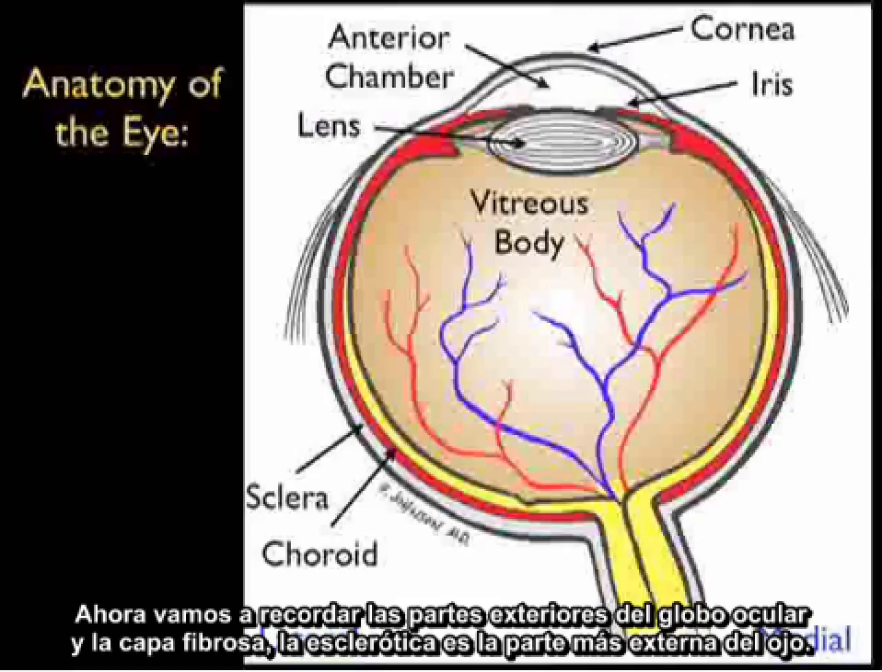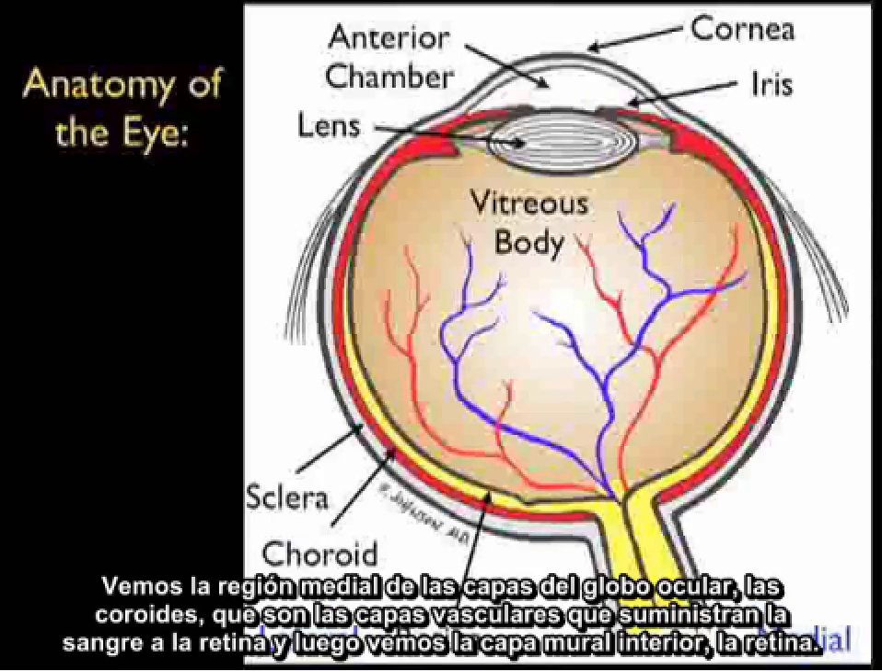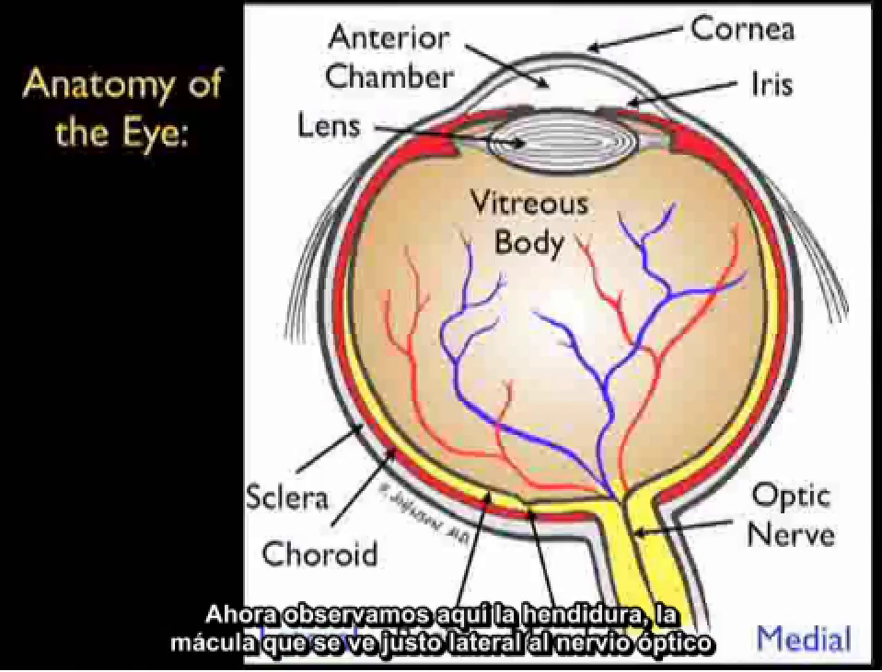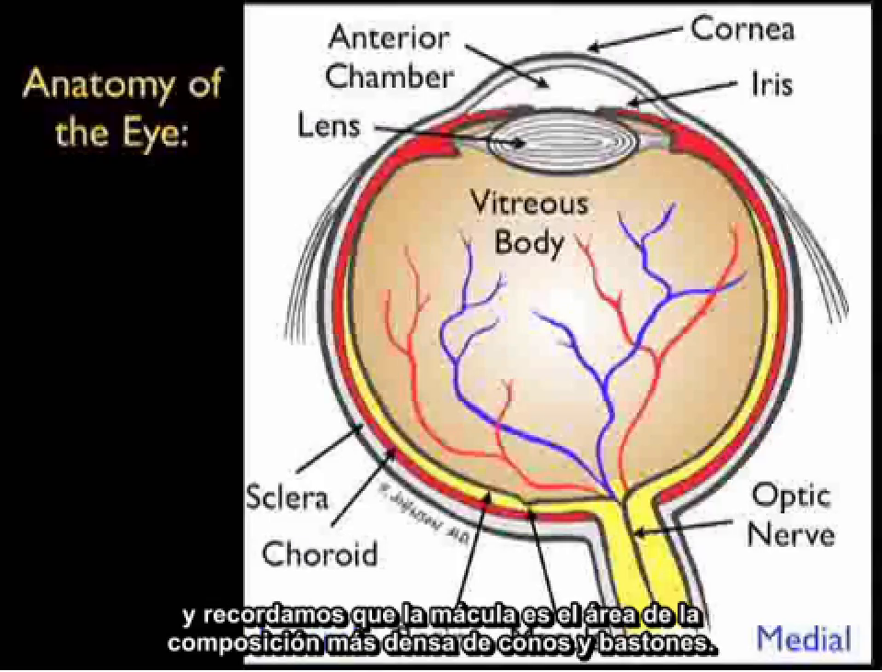Now let's recall the outer parts of the eyeball, and the fibrous coat, the sclera, is the outermost portion of the eye. We see the medial aspect of the coats of the eyeball, the choroid, which is the vascular layer which supplies the retina with blood, and then we see the inner neural layer, the retina. And we note that the optic nerve comes in posteriorly, another structure which can be seen on bedside ultrasound, to give rise to the retina. Now we note here the indentation of the macula, which is seen just lateral to the optic nerve, and we recall that the macula is the area of the densest composition of rods and cones.